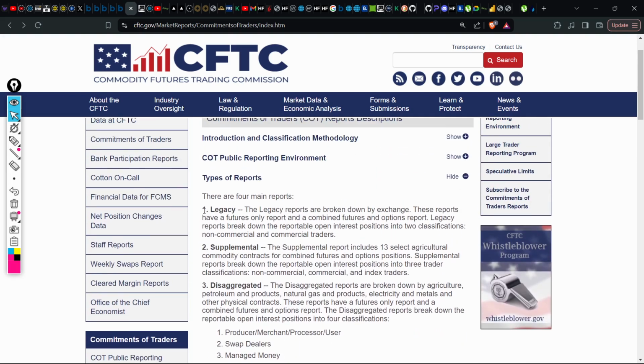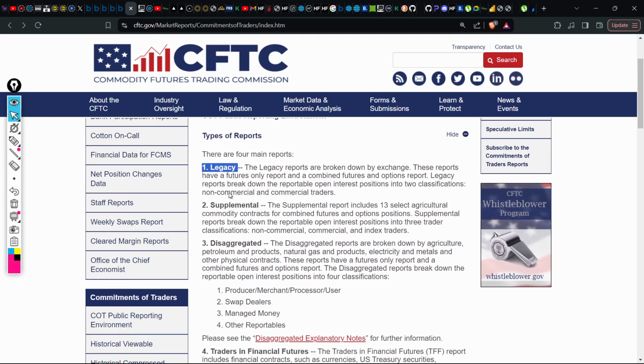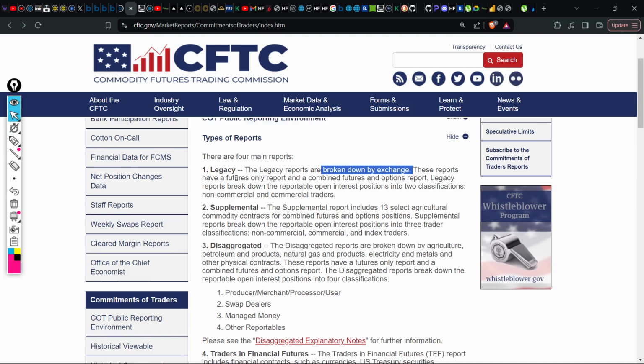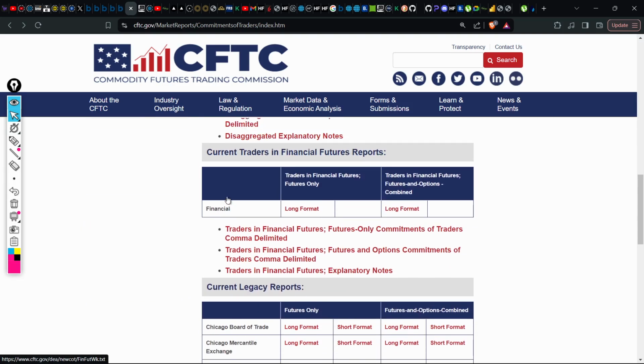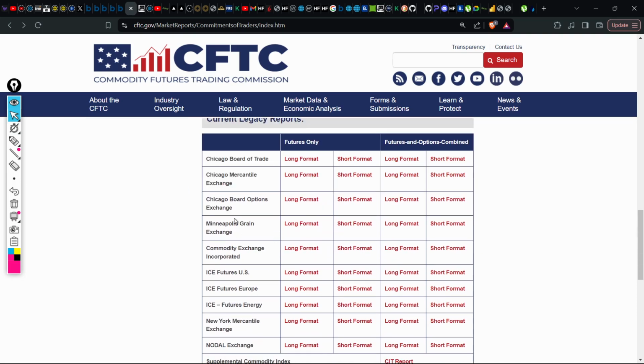So there are two main types, I would say: legacy and disaggregated. Why? Because legacy, this is where all positions usually are, like positions on FX currencies, positions on the stock market, positions in crypto futures. Essentially, all futures contracts, you will find them under the legacy report, and they are broken down by exchange. For example, if you scroll down here, you can see the current legacy reports, and they are broken down by exchange.